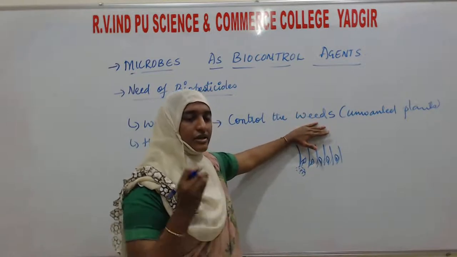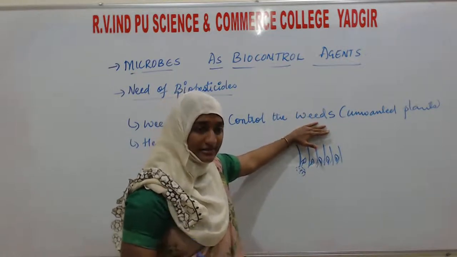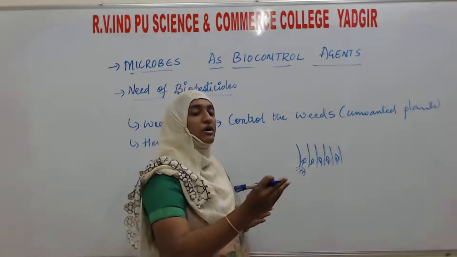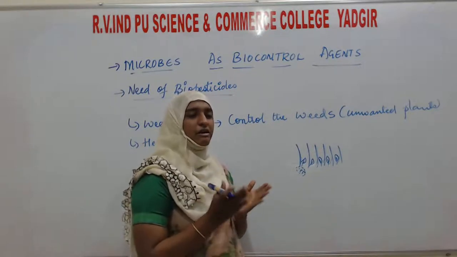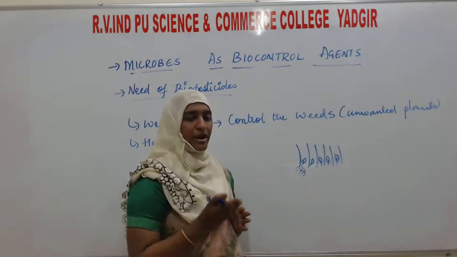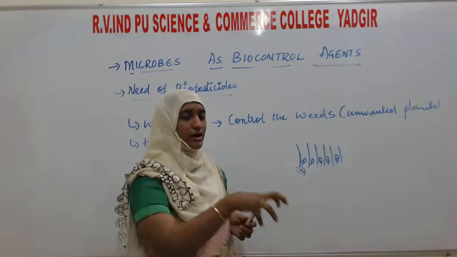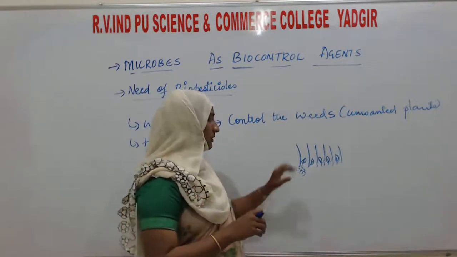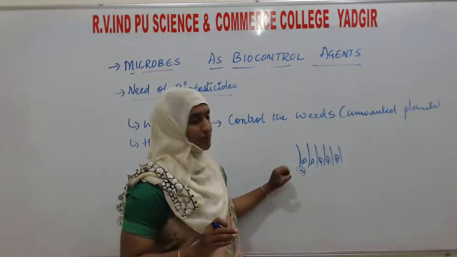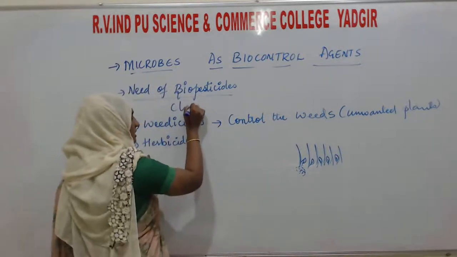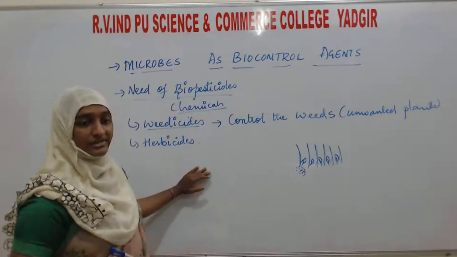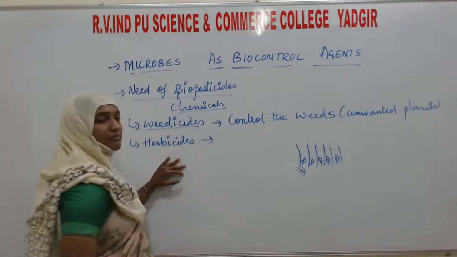In an agricultural field, in a crop field or in your gardens, along with the useful plants you are going to grow, some unwanted plants grow, which will be big leafy, somewhat grass. They absorb the nutrients, so the useful plants are not getting sufficient nutrients and are unable to grow. That's why they use chemicals, and the chemicals mentioned here are the weedicide. And next, the herbicide.